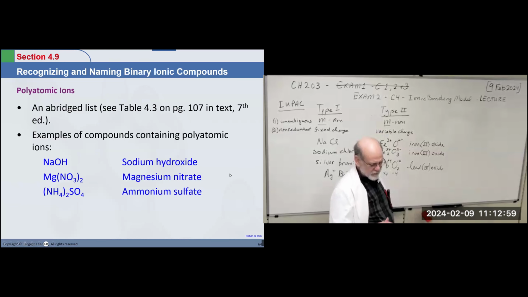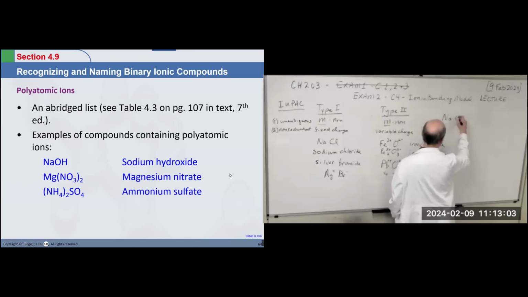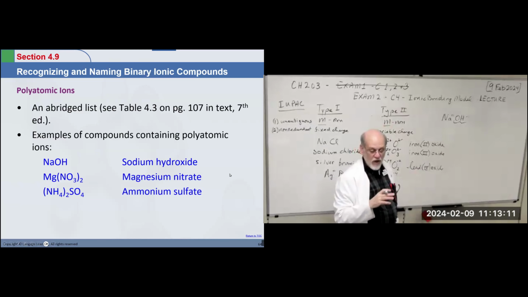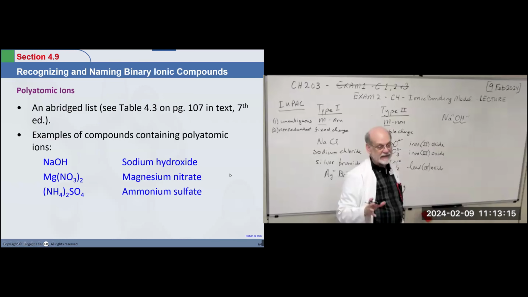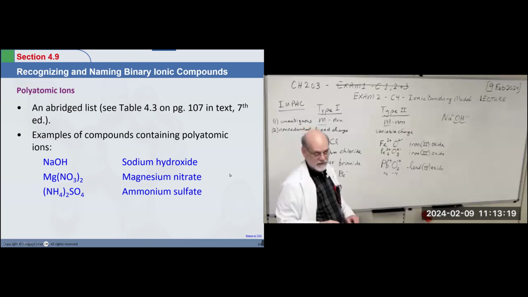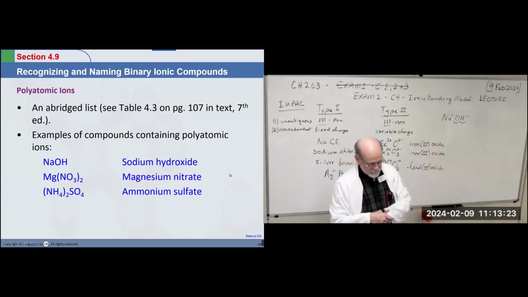So the first example there, sodium hydroxide. That's a polyatomic there with a -1 charge, +1 charge there. So sodium OH minus is always hydroxide. You don't have to think about adding an ending to it like we did with these. Right? You just state what it is. And then balance the charges.